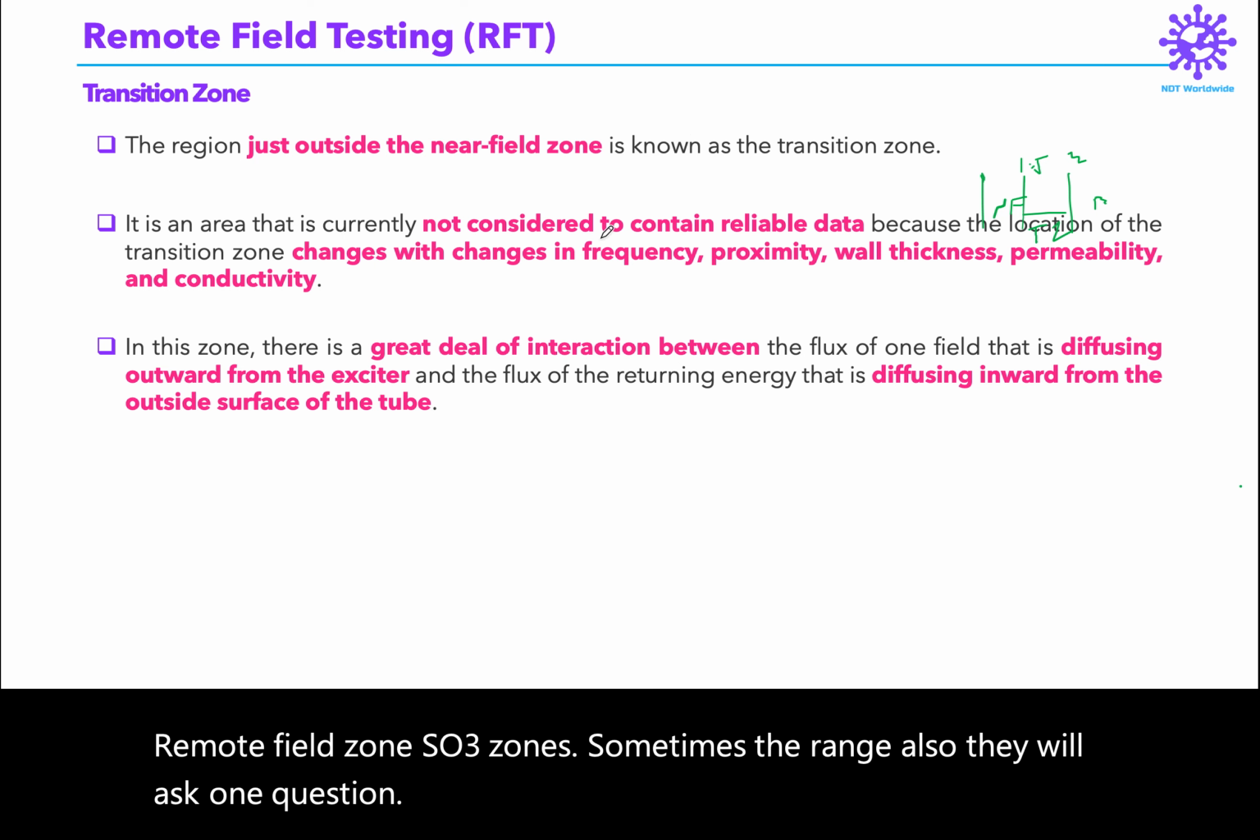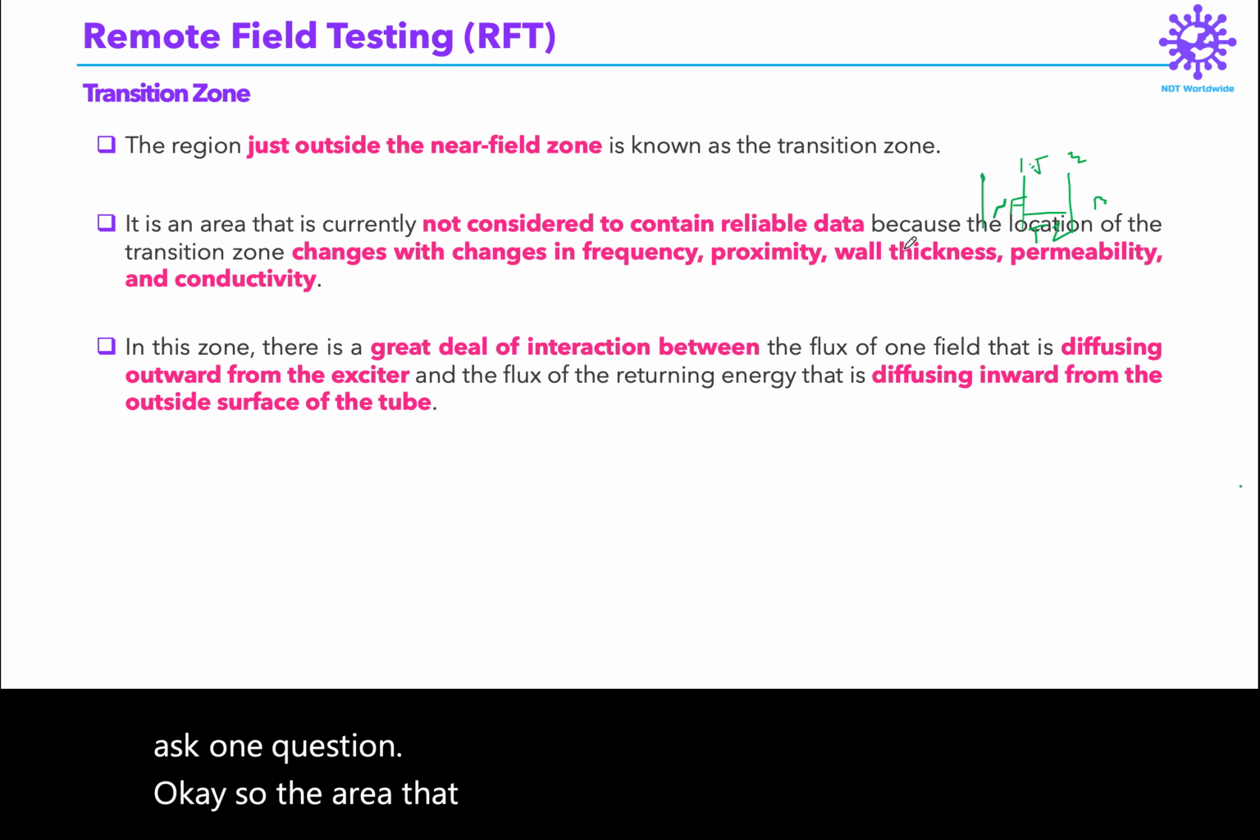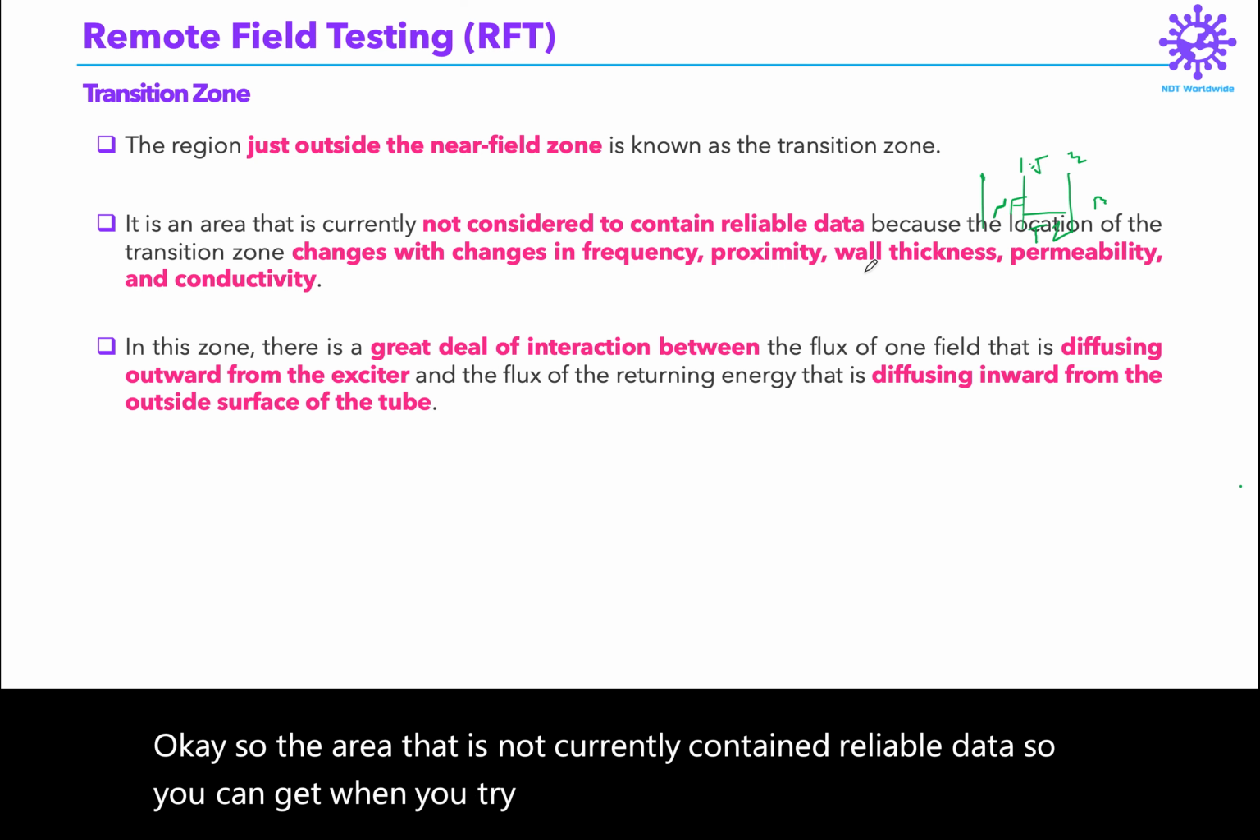Okay, the area that does not currently contain reliable data, you can get when you try changing the frequency, proximity, or wall thickness.